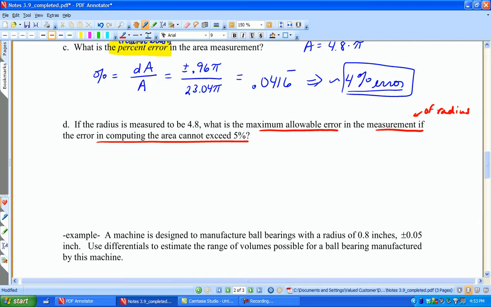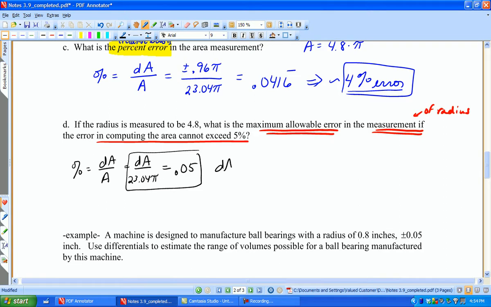Well, how much error could I have in the measurement of the radius if I can be off by 5%? So we're going to work our way backwards. I know the percent error is dA over A. But this time I don't know what dA is, because I want to find out how much error I could have. The area is still 23.04 pi. I want that error to be no more than 5%, so I'll say it's equal to 0.05. From this equation, I'm going to solve for dA.